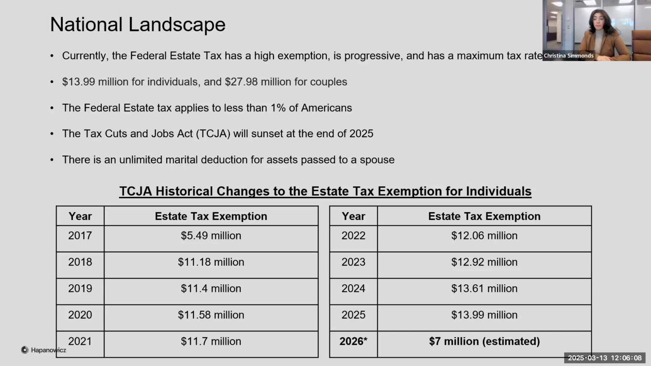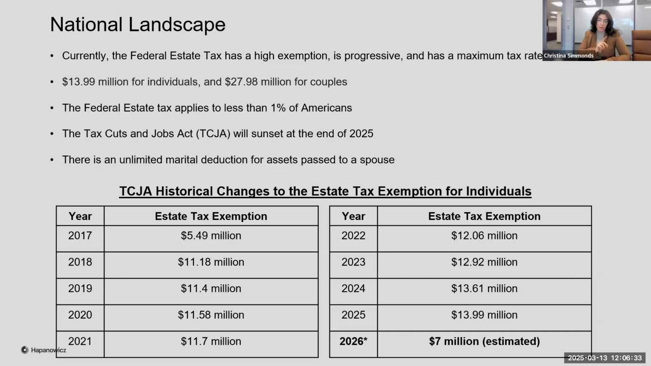The chart on the screen here just shows the changes that have occurred each year since the TCJA was passed. So as previously mentioned, if the bill is not passed by the end of the year, it will sunset. So again, it sunsets back to that 7 million or so for an individual or 14 million for a couple in 2026 if it's not extended beyond 2025.